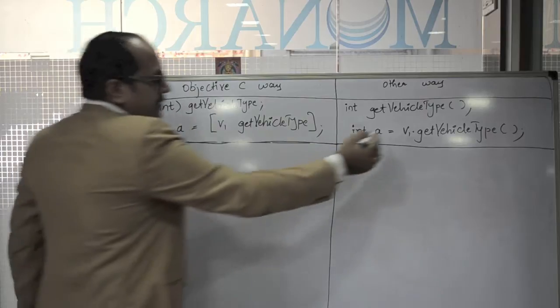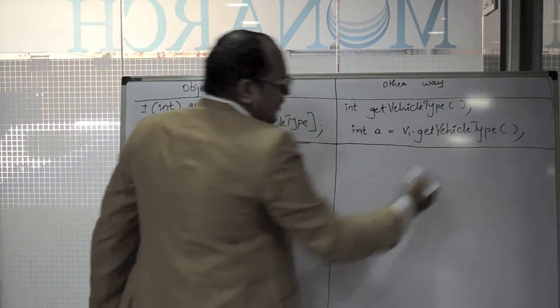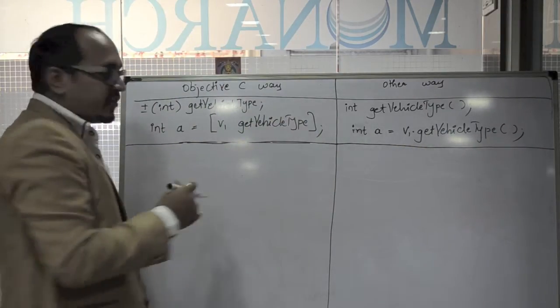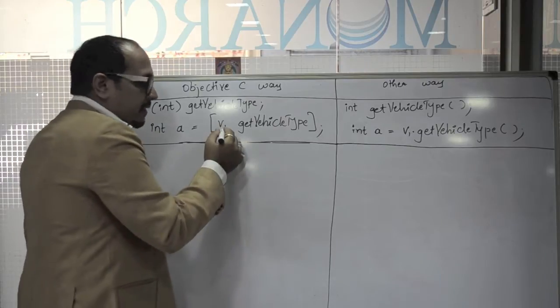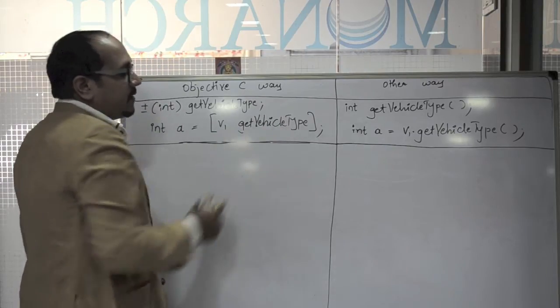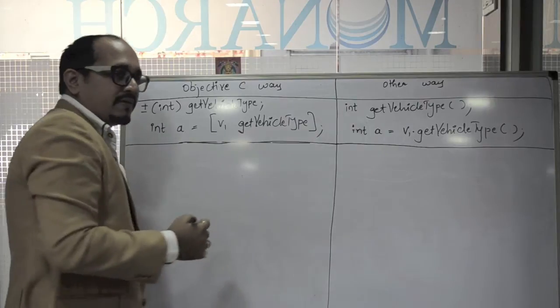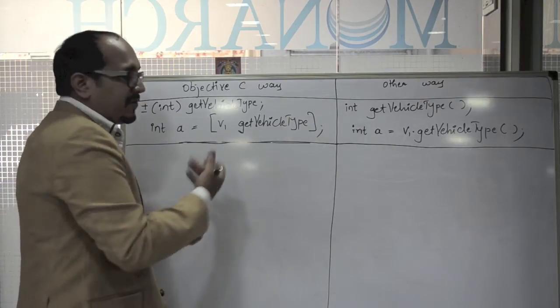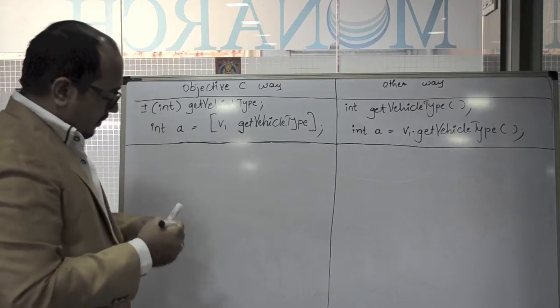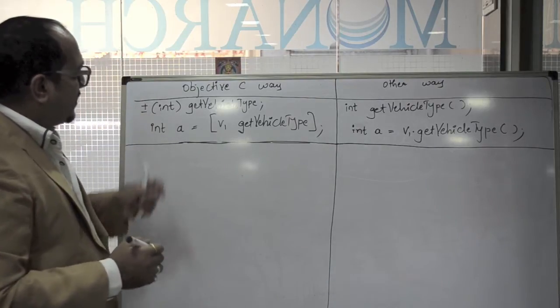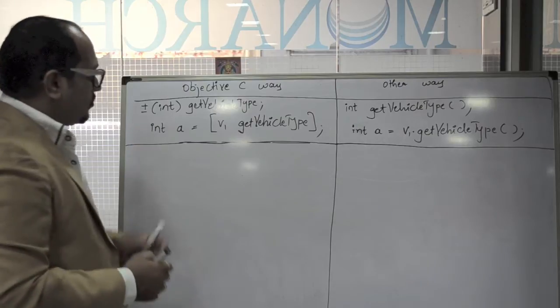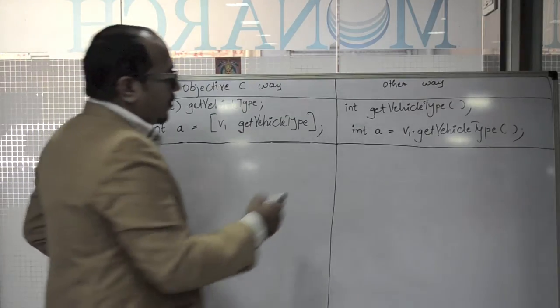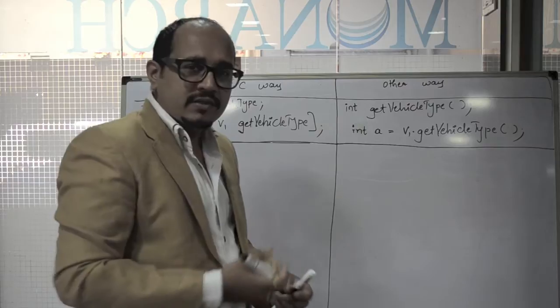Now here we say v1 is an object and get vehicle type is a method name. In Objective-C terminology, we say v1 is a receiver and get vehicle type is a message. So normally we say get vehicle type is a message sent to receiver v1. Okay, so till now I didn't see any wow factor, but let's assume this is the only way we have to use it. Now suppose we have one more method with an argument.